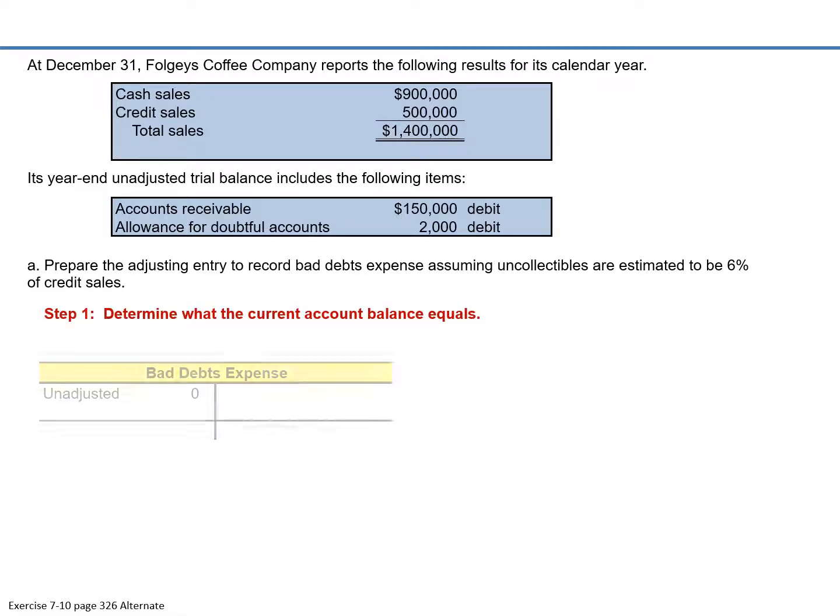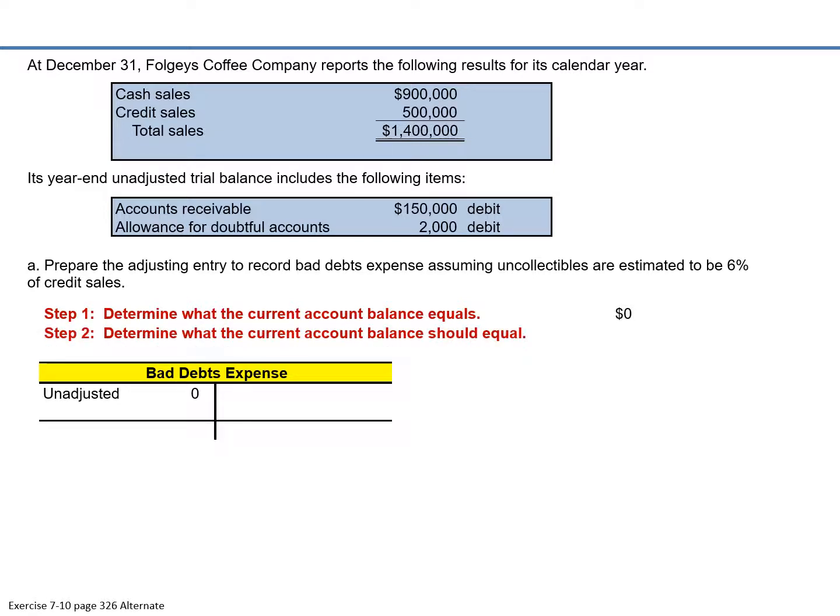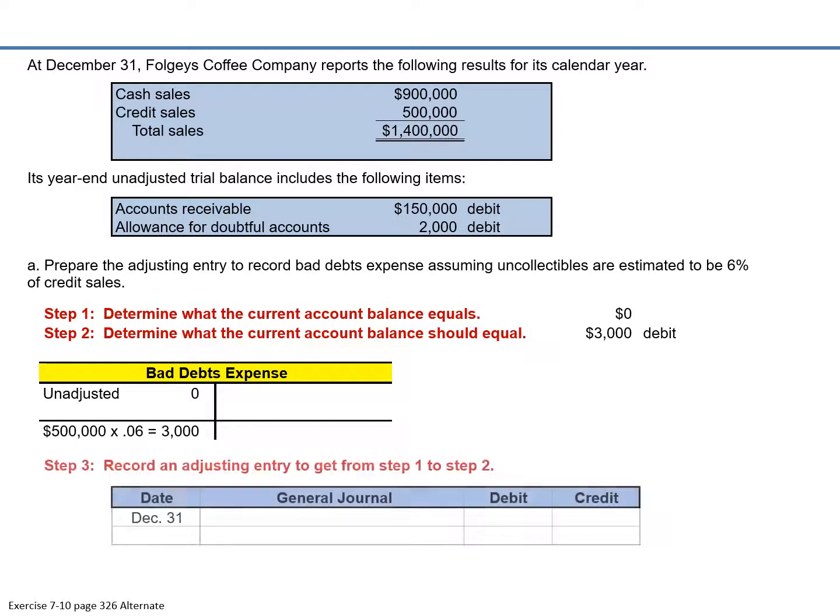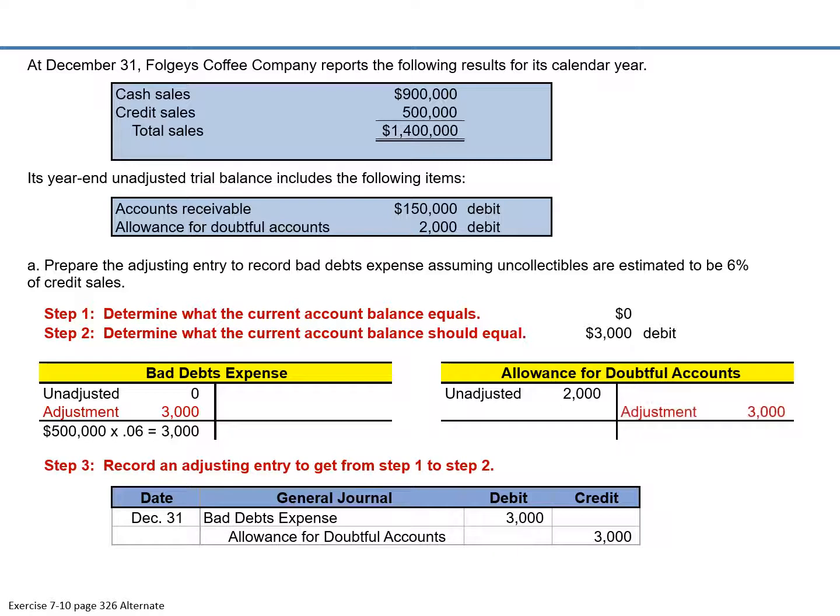Okay, so step 1, determine what the account equals. Bad debt expense is currently 0. What does it need to equal? 6% of credit sales, or $3,000, right? So to get from 0 to $3,000 in bad debt expense, do we debit or do we credit? Debit, right? So you debit $3,000 and you credit your allowance for doubtful accounts for $3,000.